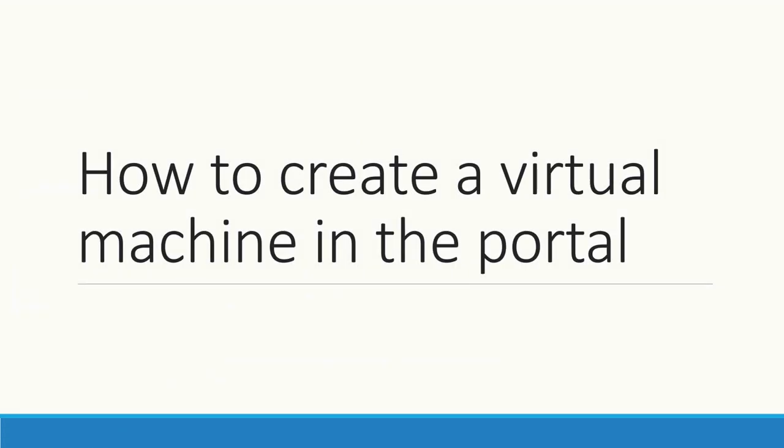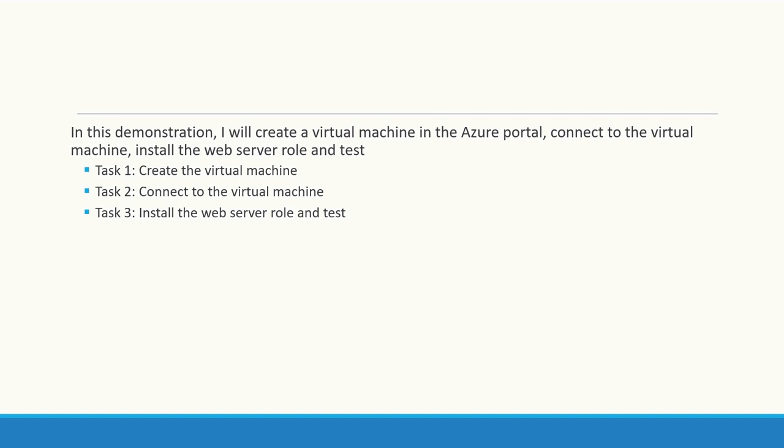In this video, I'm going to show you how you can create a virtual machine using Azure Portal. There are three tasks that I will perform. The first task is that I'm going to create a virtual machine. What that simply means is that I will search for the service and I will click on the service to create an instance of that virtual machine.